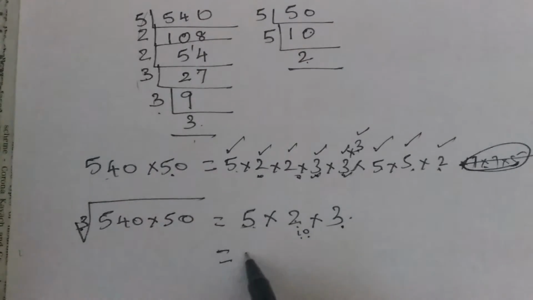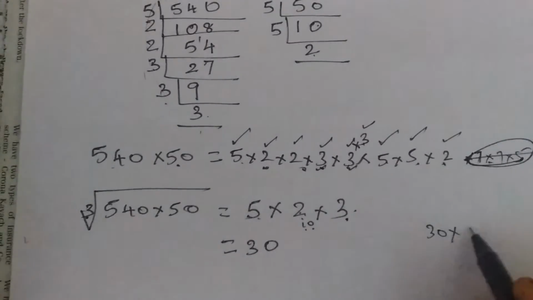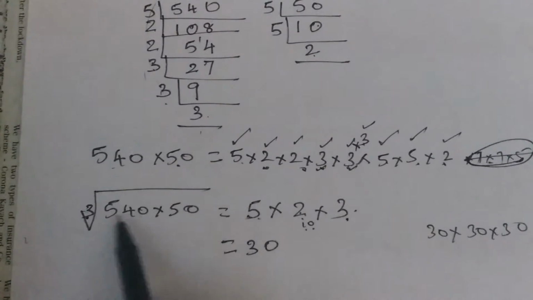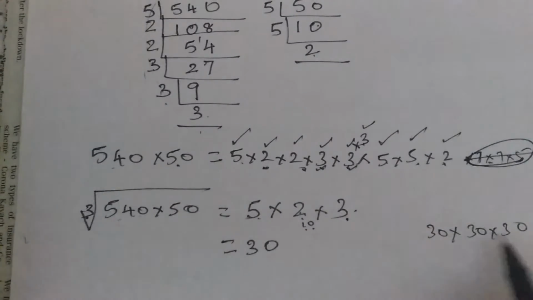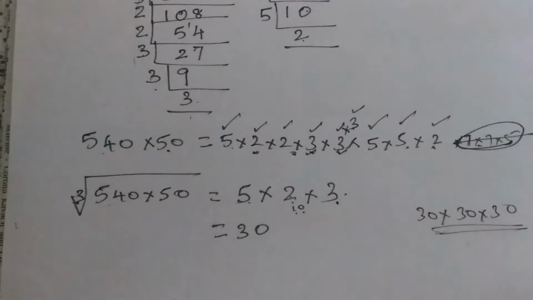10 into 3 is 30. Now, how to check this answer? When you multiply 30 into 30 into 30, multiplying 30 three times, you will get 540 into 50, the same answer. You will get the same product here also. This is how we check the cube root of a number.